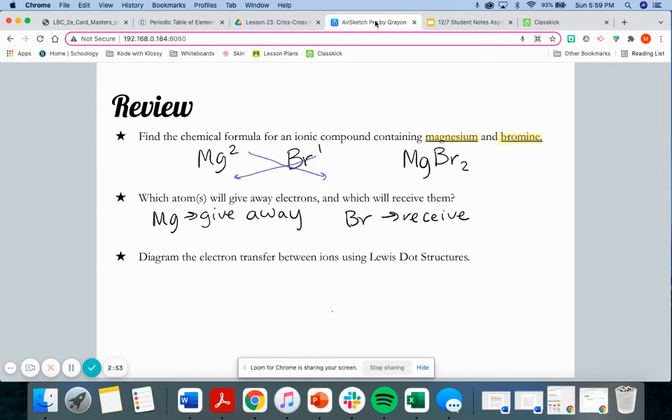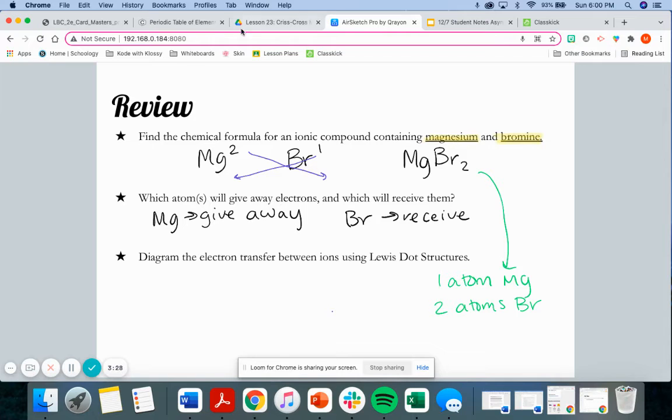And then think back to last week when we did the electron transfer diagrams between ions using the Lewis dot structures. Because today we're going to, after we predict the chemical formulas, refresh on this skill by creating the electron transfer diagrams. So to start these, we need to create the Lewis dot structures for every atom in our compound. Based on this chemical formula, I know that I'm going to have 1 atom of Mg and 2 atoms of Br.